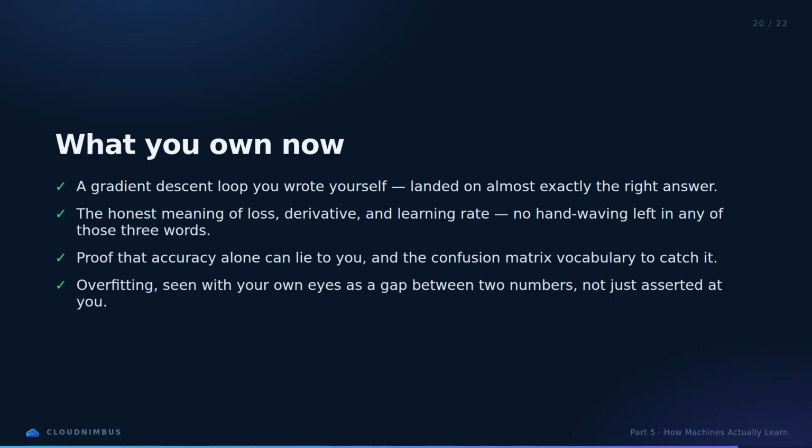So, what do you actually own now? A gradient descent loop you wrote yourself that landed on almost exactly the right answer. The honest meaning of loss, derivative, and learning rate, no hand-waving left in any of those 3 words. Proof that accuracy alone can lie to you, and the confusion matrix vocabulary to catch it. And overfitting, seen with your own eyes as a gap between 2 numbers, not just asserted at you.